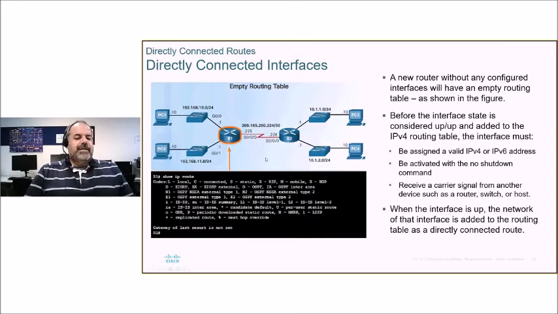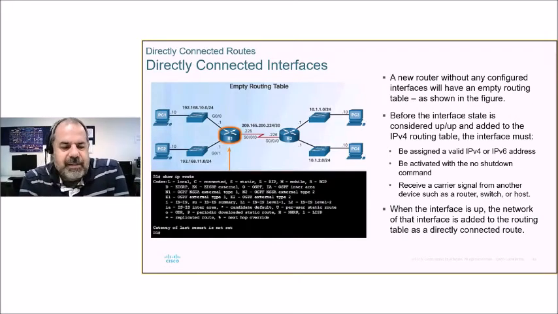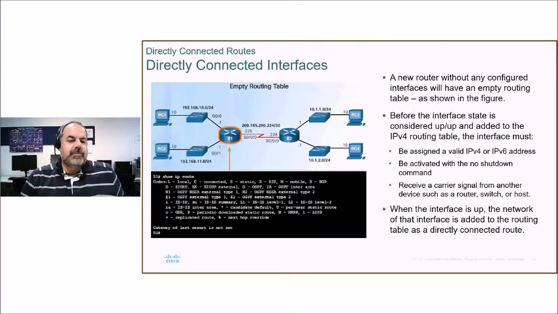Here we've got an empty routing table. So basically, this router hasn't been configured enough, I don't think, because it should have 3 entries at the very minimum for the 3 directly connected networks. So either the cables aren't plugged in or the information hasn't been put in yet. A new router without any configured interface will have an empty routing table as shown.